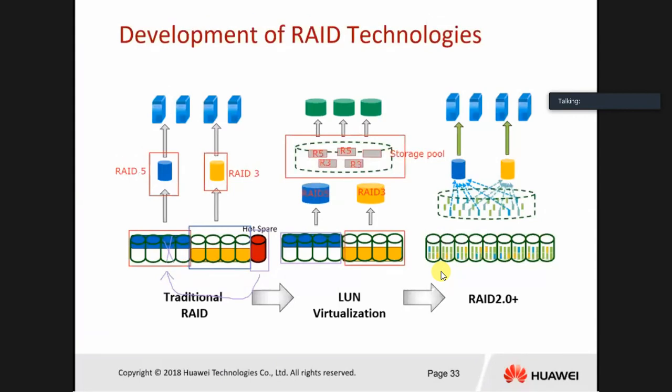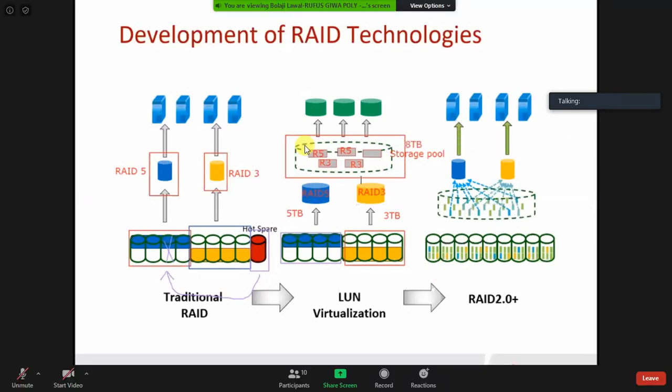So let's say this RAID 5 gives you 5 terabytes of size. Then we go to RAID 3. Let's say the RAID 3 gives you 3 terabytes. In this case, your storage pool will combine 5 and 3 terabytes together, so your storage pool size will basically equal 8 terabytes. Okay, so this is basically the storage pool size, and inside is a combination of RAID 5 and RAID 3.